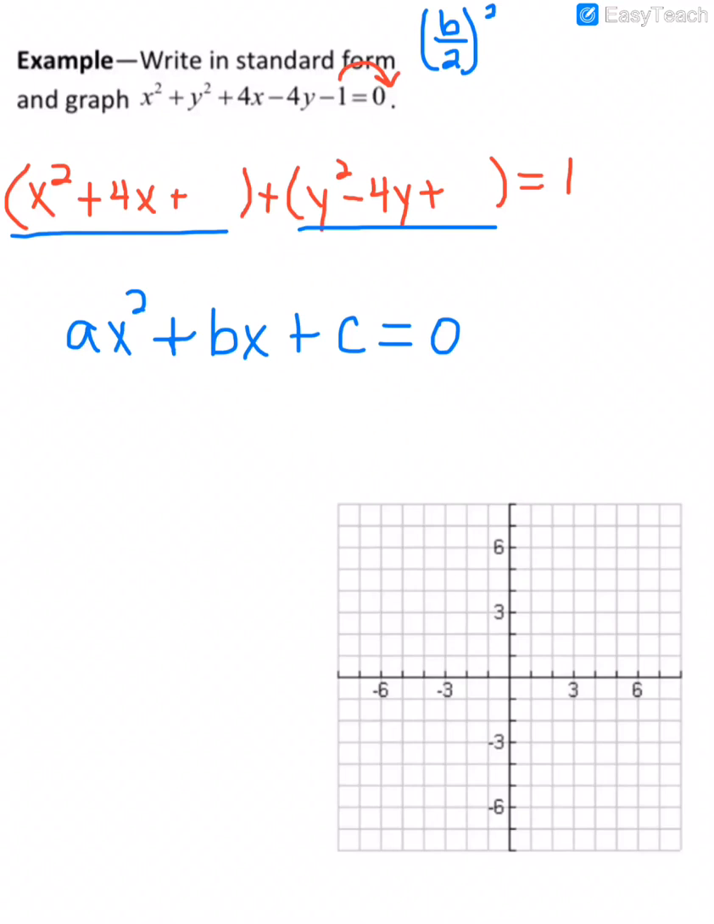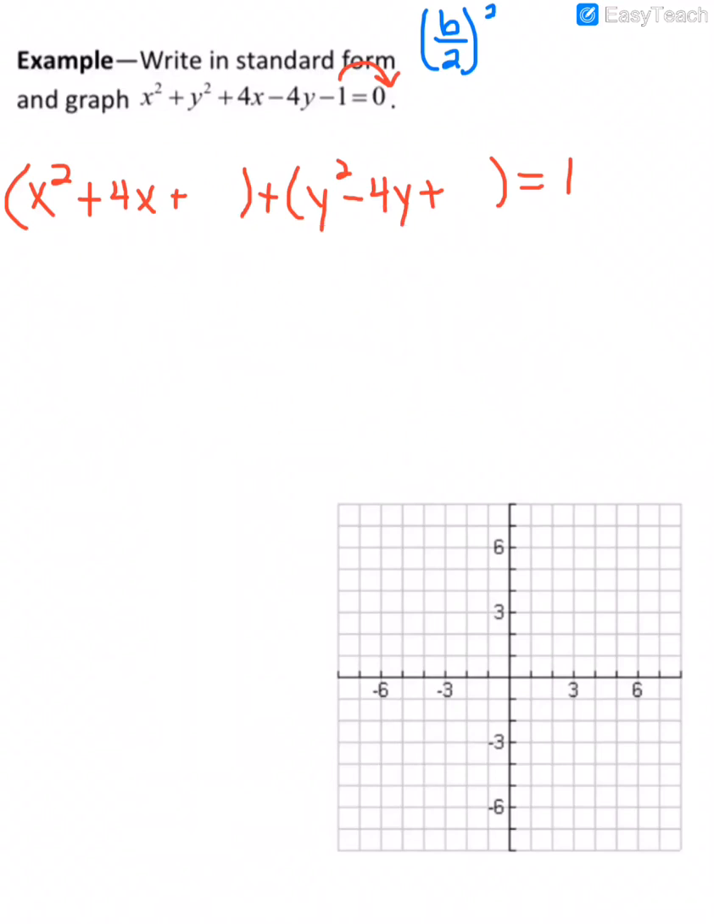So in the quadratic equations, whatever term is in front of our x, the coefficient of x, is going to be our b. And that's what we're going to use in this formula. So to figure out what we add to our x group, we do b divided by 2 squared. Well, b in our x group is 4. So that's 4 divided by 2 squared. Well, 4 divided by 2 is 2, and 2 squared is 4. So that's what we're going to add to our x group.